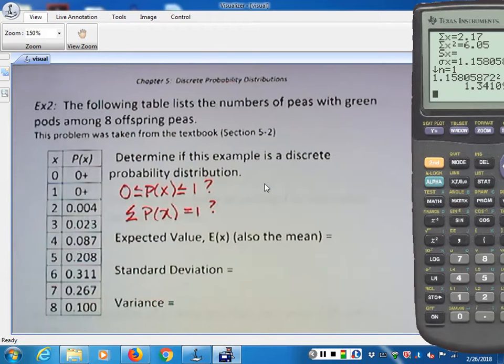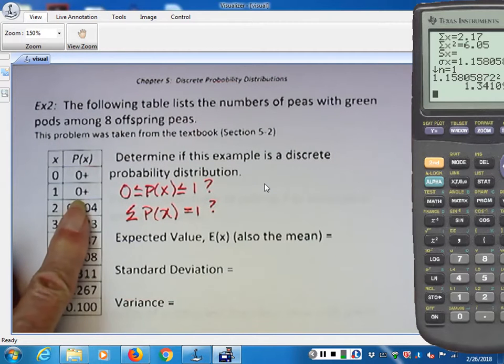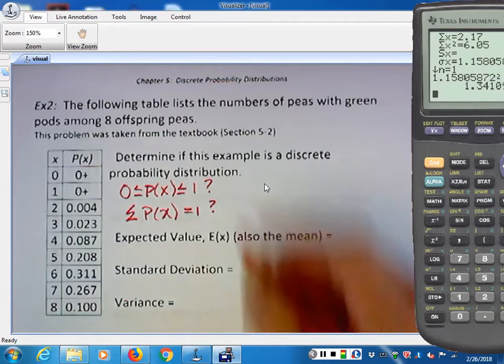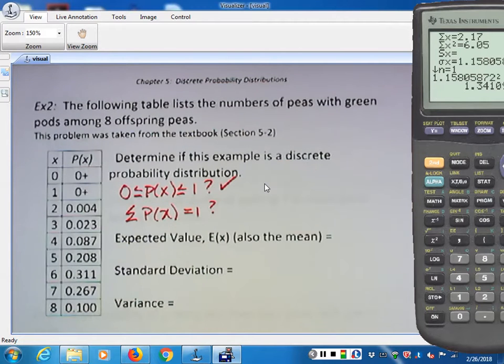We need to check those two requirements. Now the first one's easy to check because you don't see anything that's 1 point something, so it's nothing more than 1, and none of them are negative. And the 2 0 pluses that you see here says it's essentially 0. What's happened is if you round it off to 3 decimal places, it rounds off to 0. So the first requirement is definitely met.